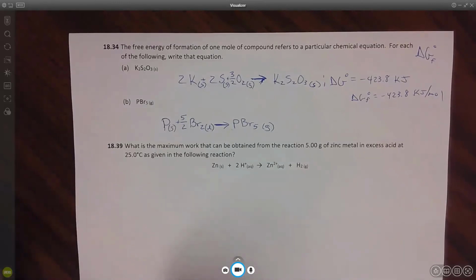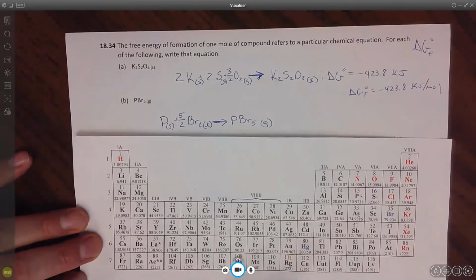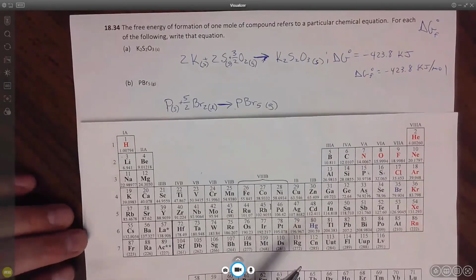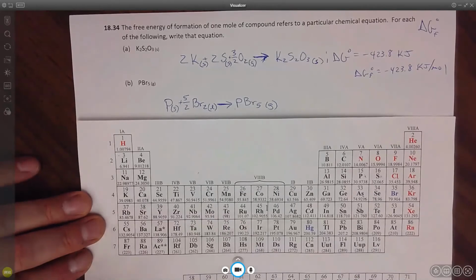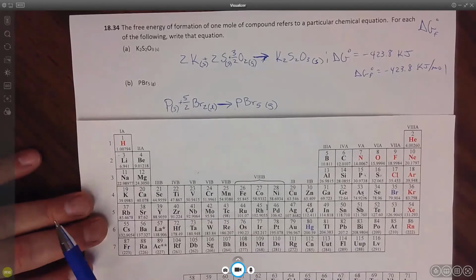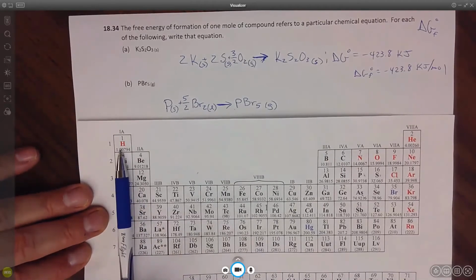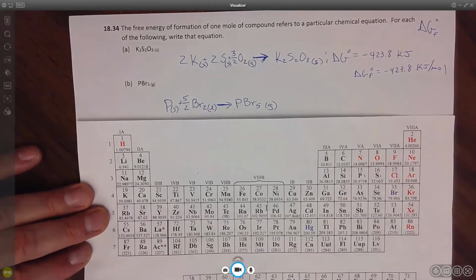Can you go over how you know if it's diatomic or monatomic? There's only one way to know. That is to memorize them. What are my diatomics? What elements are my diatomics? Bromine. Okay. I'm trying to make this more systematic. It's hydrogen, nitrogen, oxygen, all the halogens. Okay. Hydrogen, nitrogen, oxygen, all the halogens.